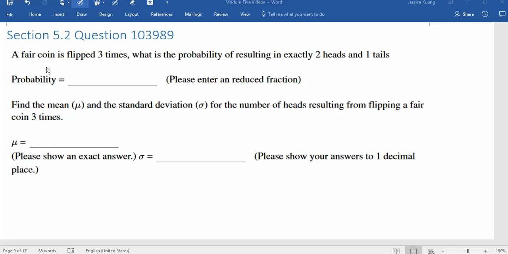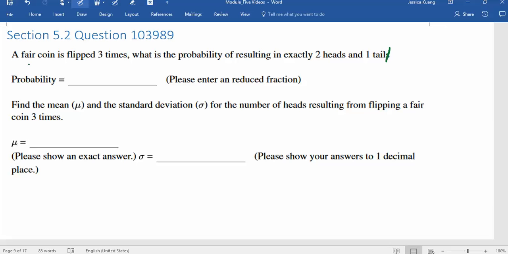If a coin is flipped 3 times, what is the probability of getting exactly 2 heads and 1 tail? As I said at the end of my previous video, when you flip a coin, whether it's fair or unfair, you either get a head or you get a tail. So we only have 2 possible outcomes.